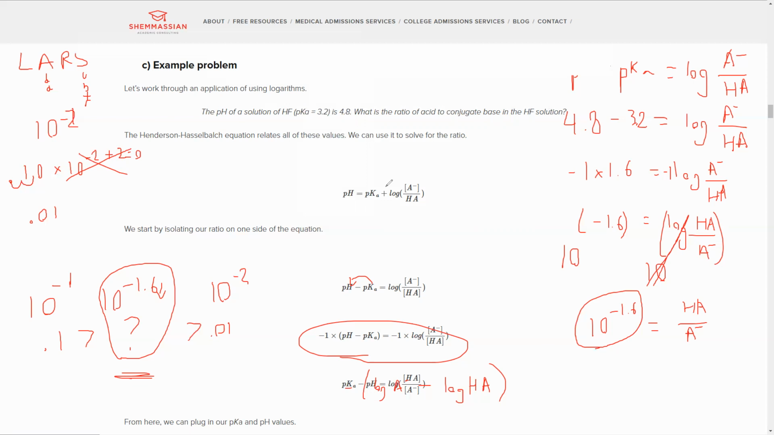They specifically asked for the ratio of acid to conjugate base. Had we solved for the reverse, conjugate base over acid, we would get 10 to the 1.6 instead. That would put us on a completely different scale. We would be solving for a completely different scale of answer, and it would be totally wrong. Those are the two important takeaways from this one. Any questions about what we did here so far?